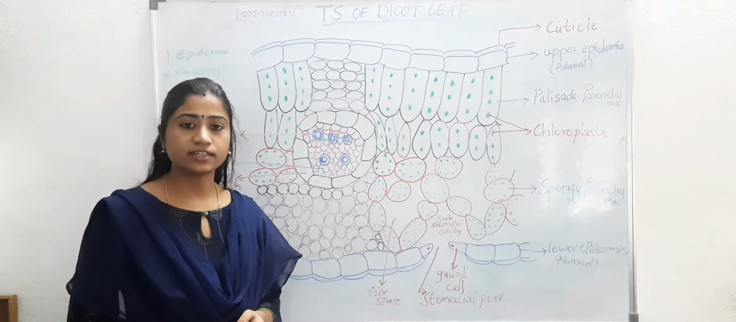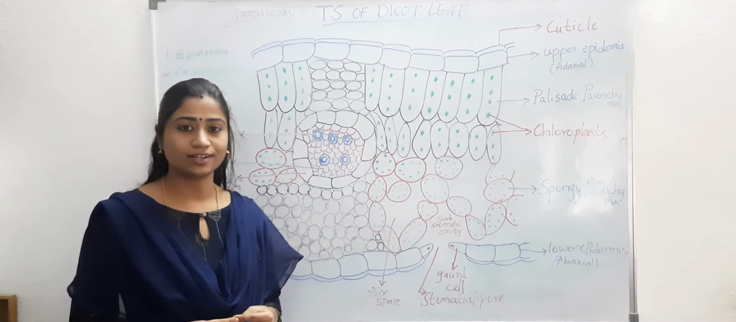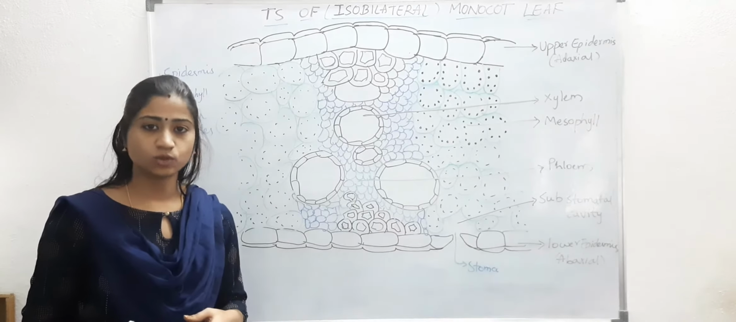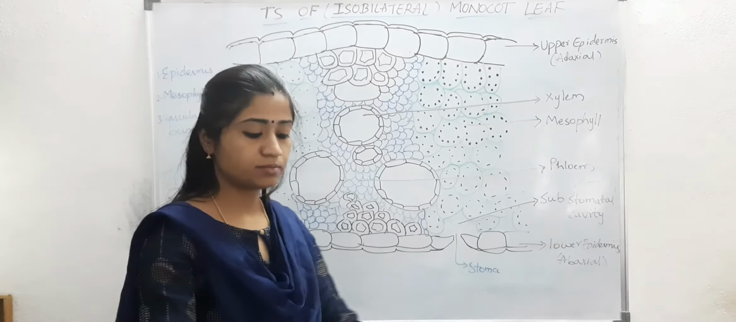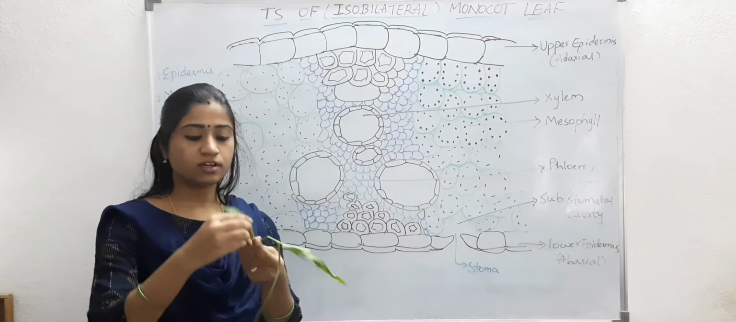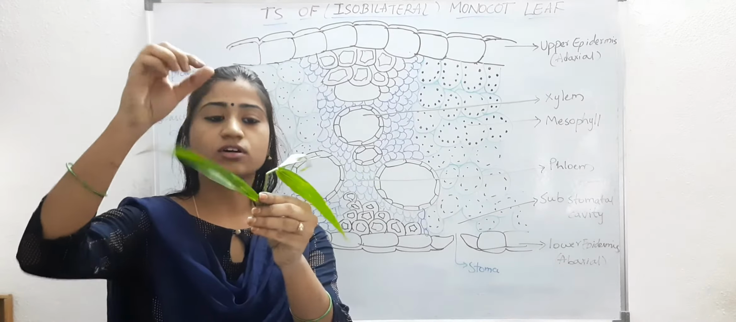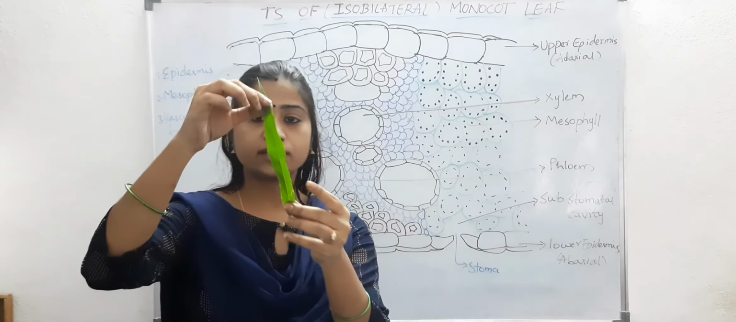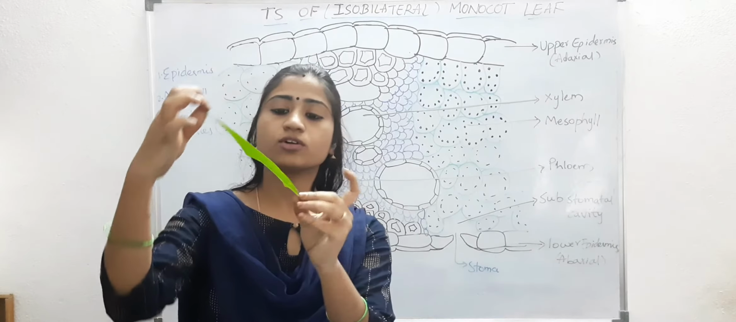Now let's see the TS, or transverse section, of monocot leaf. So now let's see the transverse section of isobilateral leaf, that is, monocot leaf. I have brought some examples of monocot leaf from grasses. This is the monocot leaf. You can see the parallel venation here. So it is a monocot leaf.